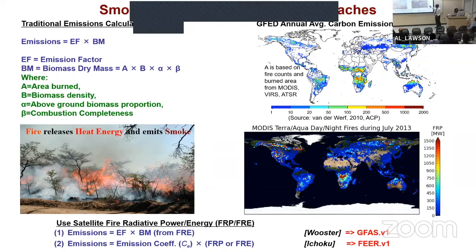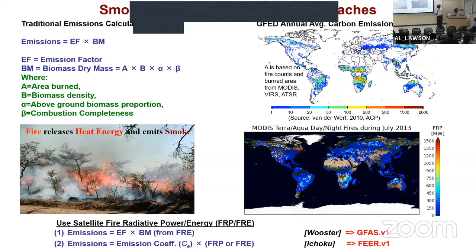We have two different approaches. The first approach is that we already have the emission factor determined from lab measurements. So we just use this and convert it to the burn biomass, and we use the emission factor.